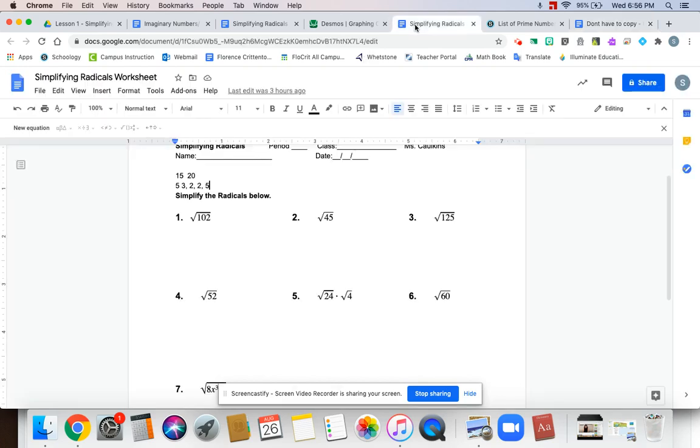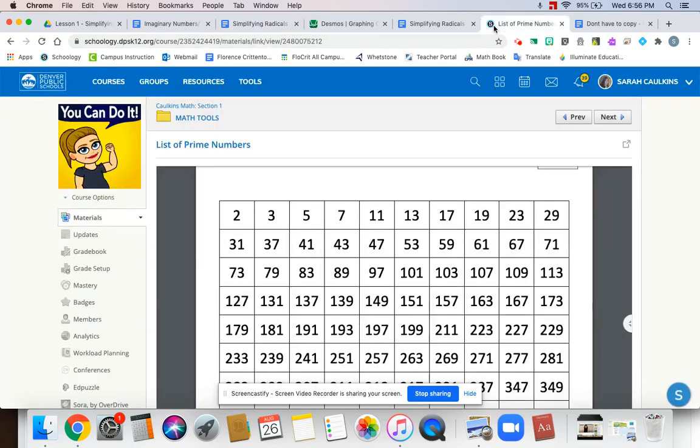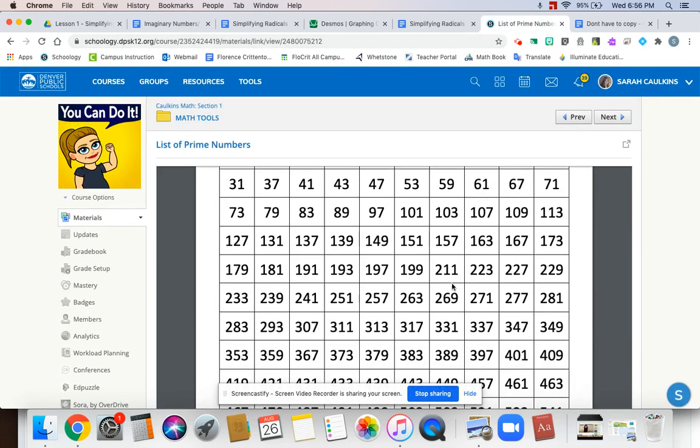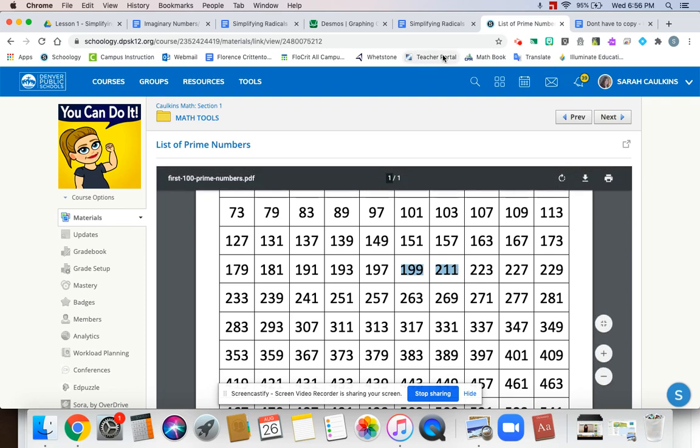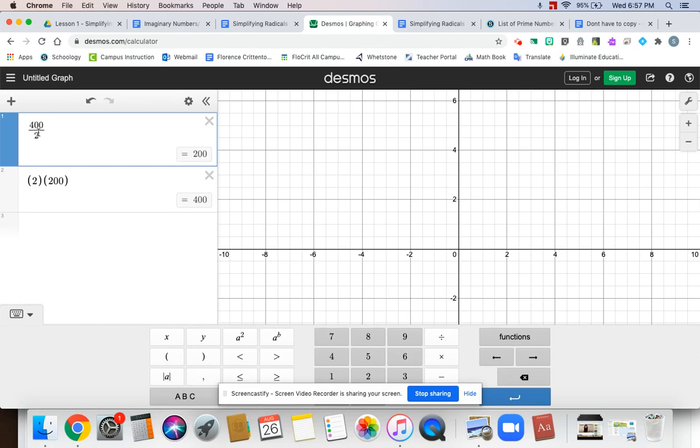So my first step is to try to divide every number under the square root, bring it as far apart as I can, to get only prime numbers under there. So 2 can't split anymore, but 200 can. 200 is not a prime number. If I look here, I see 199 and then 211 is the next one. Like it skips 200. So 200 can divide by something. Let's figure out by what.